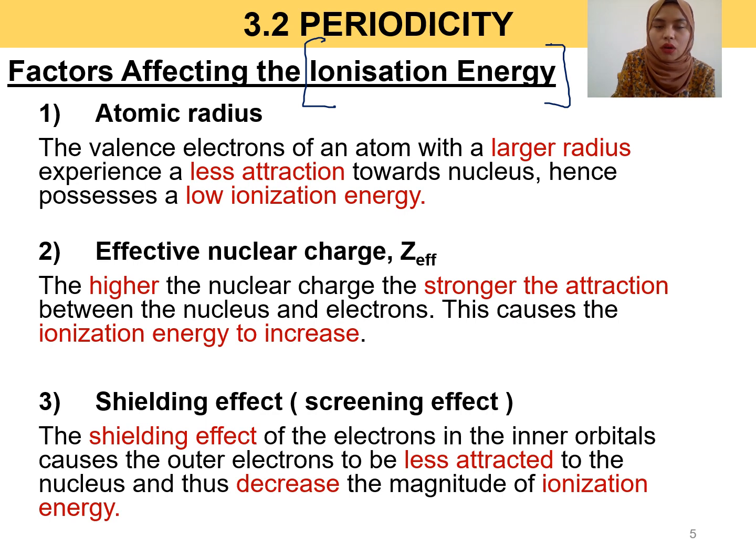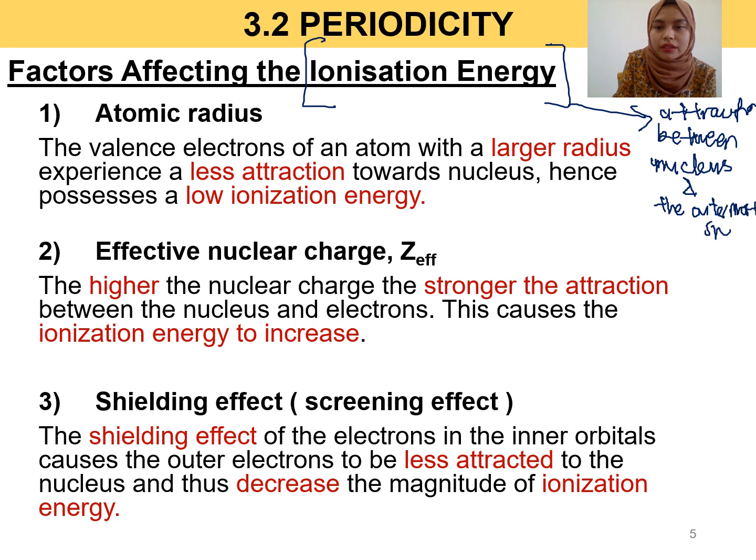Okay, tadi before this Miss ada bagi tahu, okay, one of the factors utama yang mempengaruhi the magnitude of ionization energy is all about what? It's all about the attraction between nucleus and the outermost shell. Okay, sebab kenapa? Okay, so if let's say the attraction between nucleus and the outermost shell is stronger, so bila attraction dia kuat, makanya saiz dia kecil, betul tak?